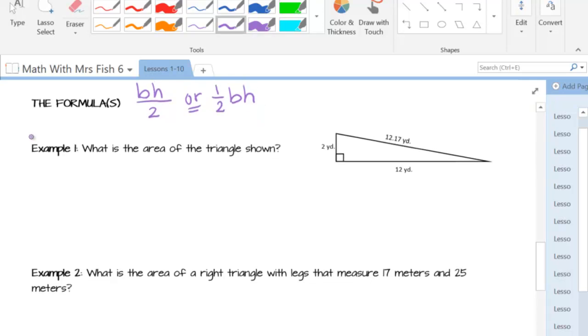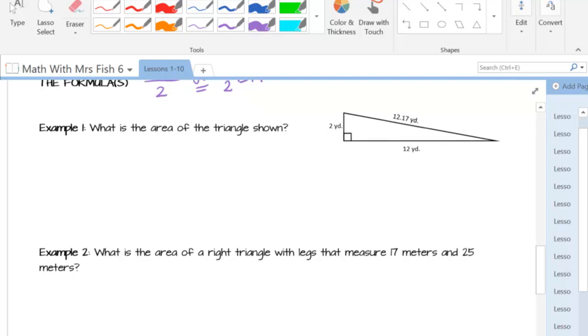So the first one in this example, what is the area of the triangle shown? You can see that there are 3 numbers shown here. I want to make sure that my students are thinking and not just reacting. They're going to have to choose which of the 3 numbers they're going to use. So we're going to write base times height divided by 2.